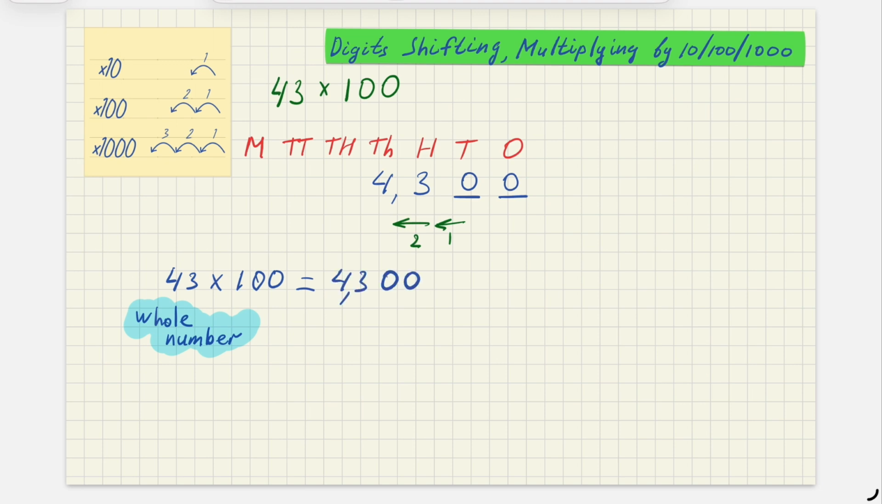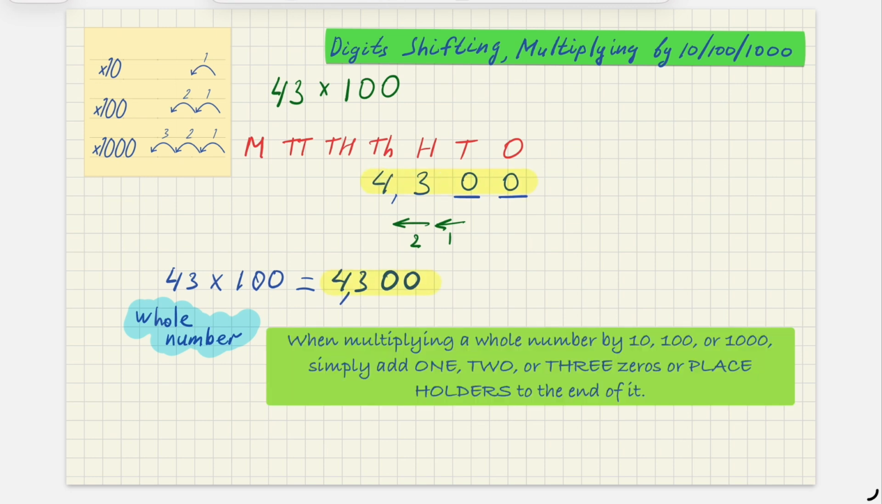In both examples, the outcome is clear and always works the same way. When multiplying a whole number by tens, hundreds, or thousands, you simply add 1, 2, or 3 zeros or placeholders to the end of it.